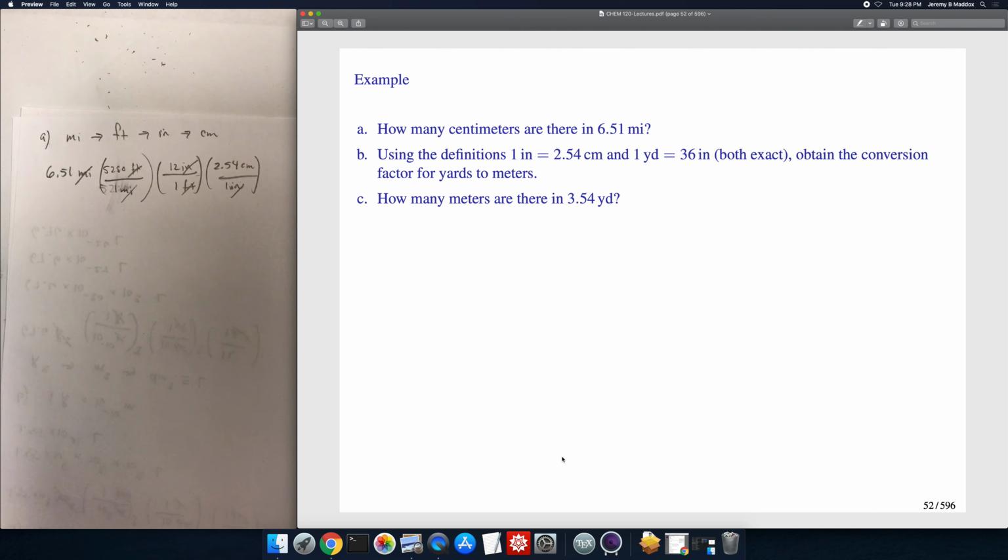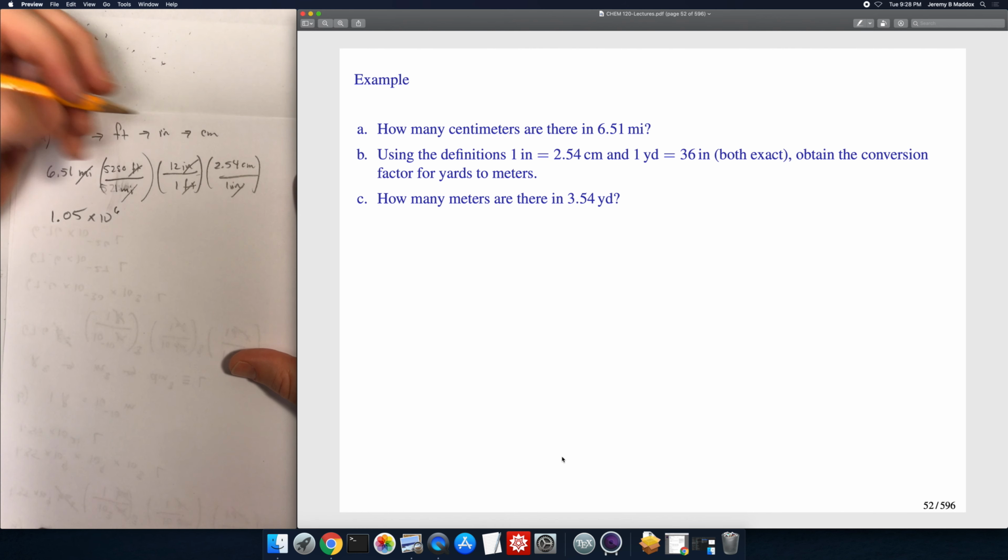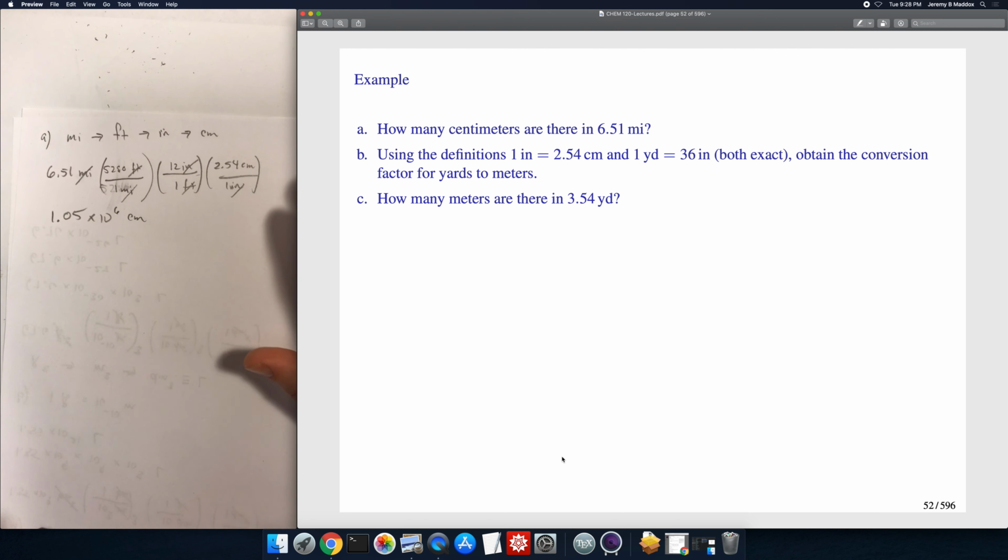So we'll run this string of numbers through our calculator. And I'm getting a large number, of course. I'm going to write this as 1.05 times 10, and let me count the decimal places here. We've got 3, 6, times 10 to the 6 centimeters. And that makes sense, right? 6.51 miles is a long way. A centimeter is a very short distance, and so of course there's going to be a lot of centimeters in that large of a distance.